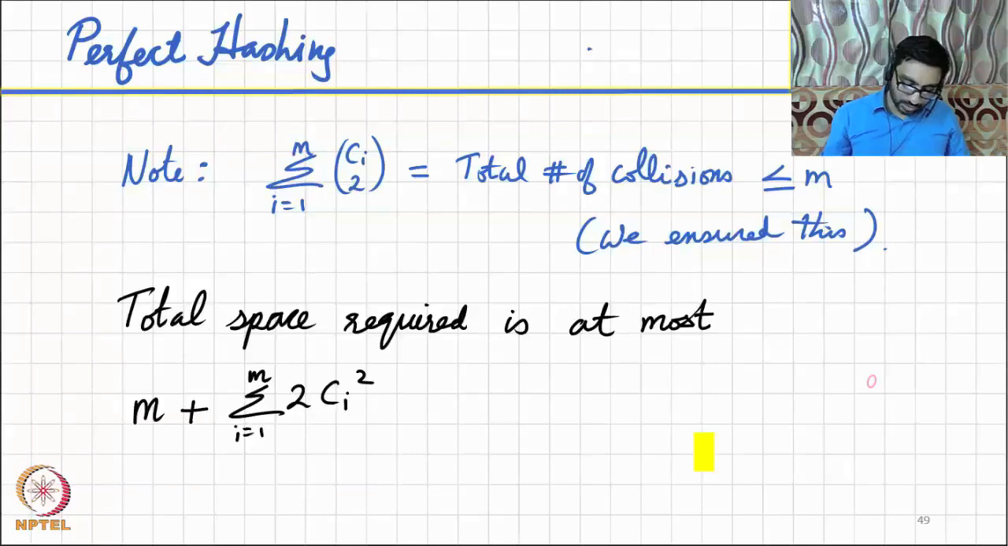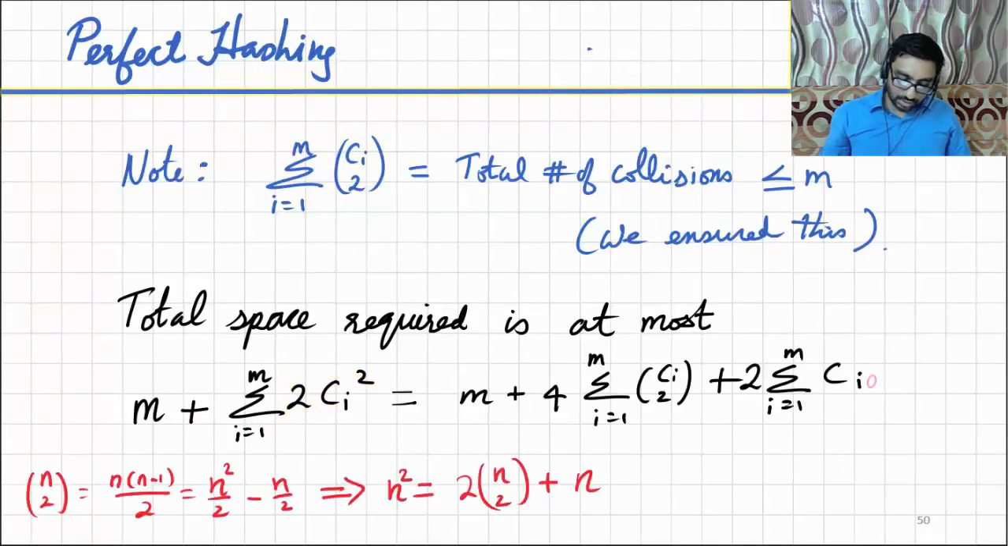So the total space required is at most m plus summation i equal to 1 to m of 2 ci squared, because each time there was a collision at those locations where there were multiple items that were hashed into, we created separate hash tables of length 2 ci squared. So that's the total space, and that's equal to m plus this summation of 2 ci squared. We want to bring it to a form that we can analyze easily.